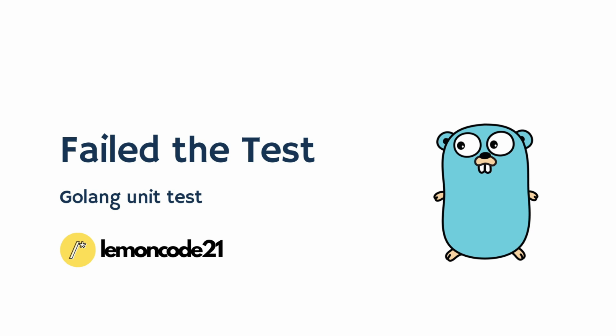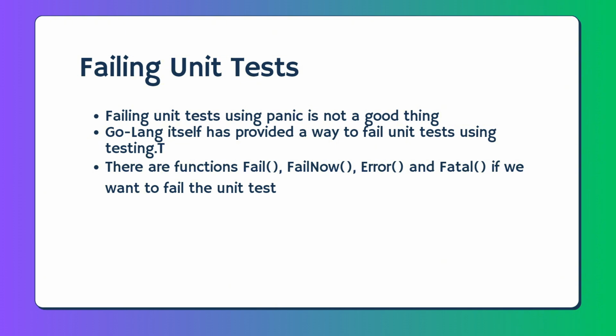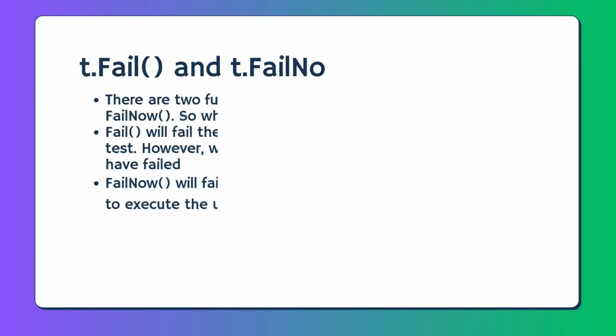Failing the test. Failing unit tests using panic is not a good thing. Golang itself has provided a way to fail unit tests using testing.T. There are functions Fail, FailNow, Error, and Fatal. There are two functions to fail unit tests, namely Fail and FailNow, so what's the difference?